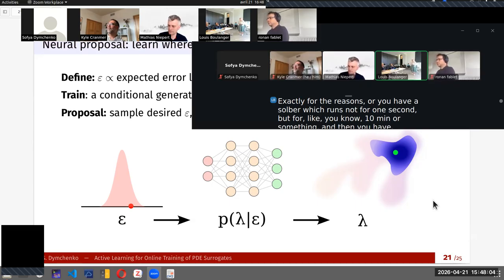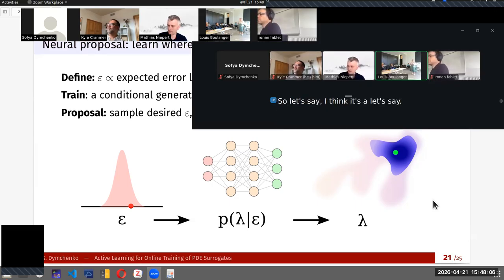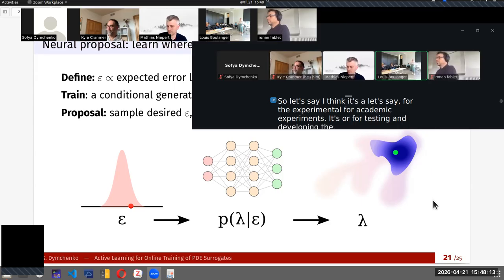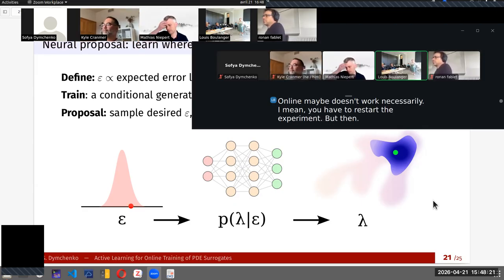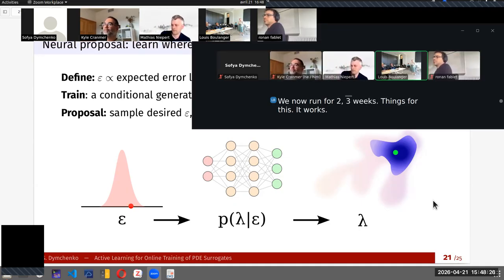So let's say, for academic experiments, or for testing and developing a better surrogate, etc., online maybe doesn't necessarily work. I mean, you have to restart the experiment. But for this kind of deployment, like, okay, we now run for 2-3 weeks, I think that for this it works. I think this suits very well in this case.